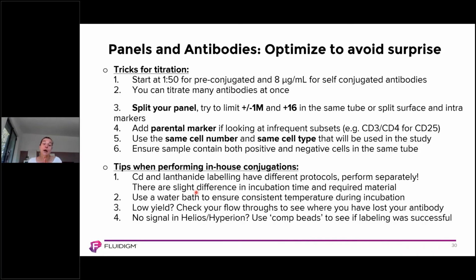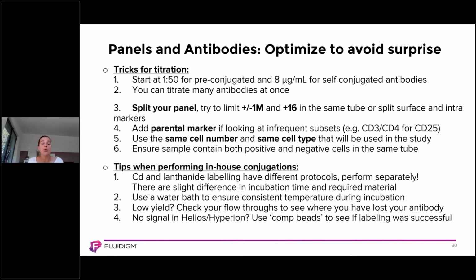So for the homemade conjugation, there are some tips and tricks also. If you are doing cadmium and lanthanide labeling at the same time, just be careful because the protocols are different. So it's better to do all the lanthanide conjugation in the first step and do the cadmium ones in the second step. For the conjugation itself, it's better to use a water bath instead of a heating block, for example, because the temperature is more constant.